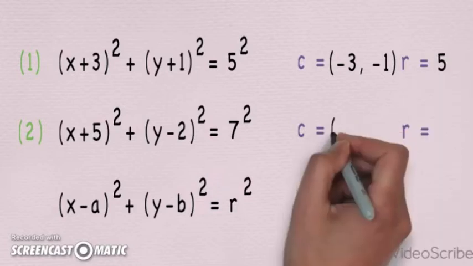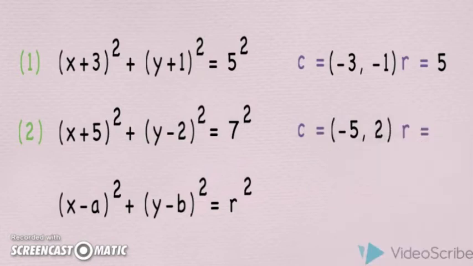For the second, same thing. Since x plus 5 is the same as x minus negative 5, and we are given y minus 2, the center is at (-5, 2). And again, since R equals 7, our radius is 7.